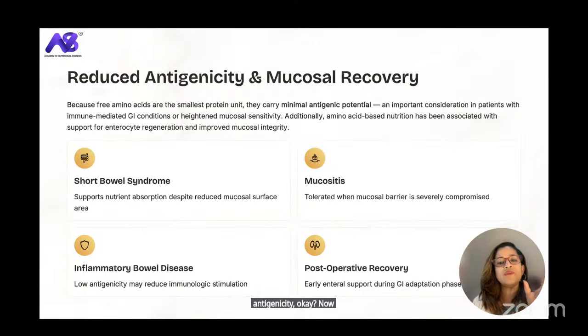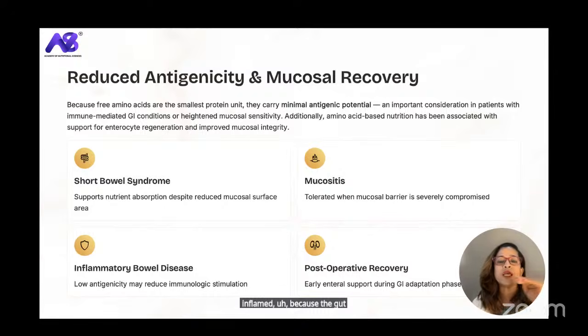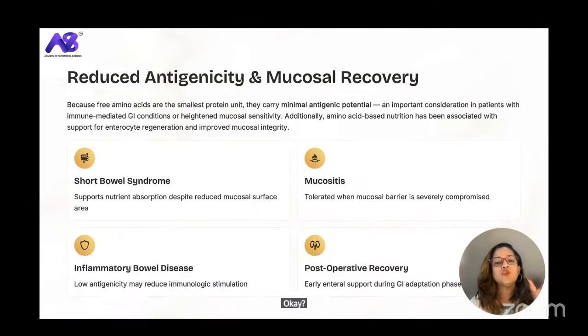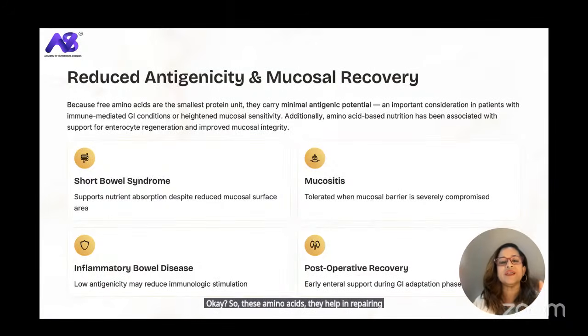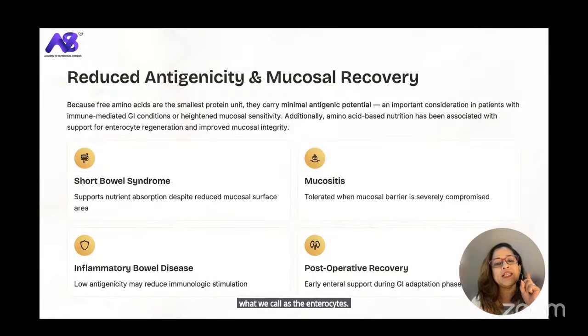This is very helpful in patients whose intestinal lining mucosa is damaged or inflamed, because the gut cannot absorb nutrients without additional irritants. These amino acids help in repairing and regenerating the intestinal cells, what we call enterocytes, and they improve the strength and healing of the intestinal lining.